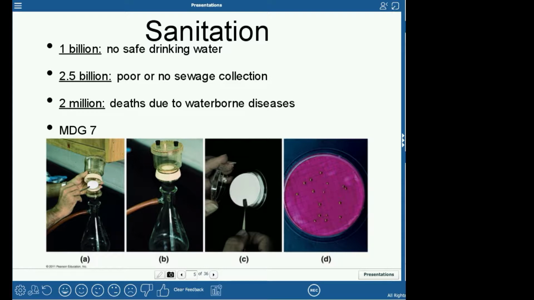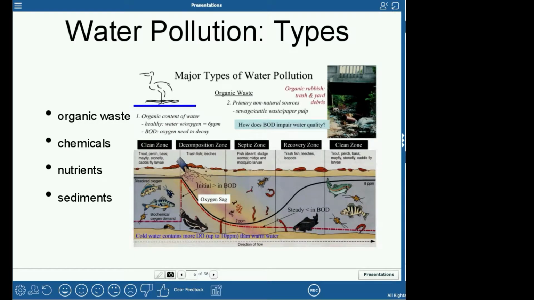And each year there's about 2 million deaths due to waterborne diseases. So it's not a small number. It's a large number of people that are dying from this. So how can we pollute our water? What are the different types?